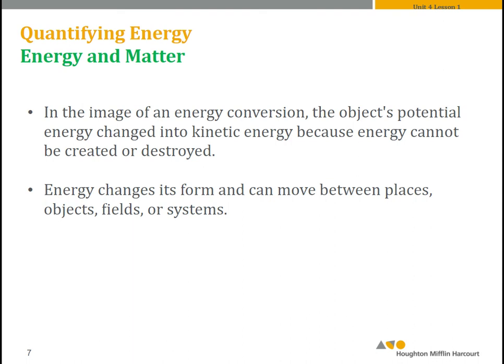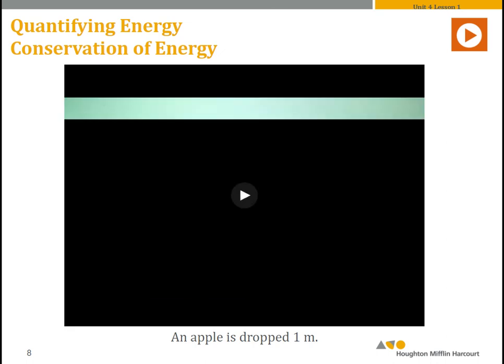It can be transferred from one place to another, or it can be transformed from one type of energy to another. So it can change its form. It can move between places, objects, fields, or systems. It cannot be created or destroyed. It's just transformed and transferred. Make sure that you understand that. That is the big idea of this entire set of notes.